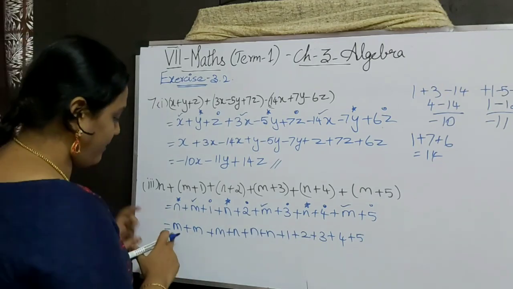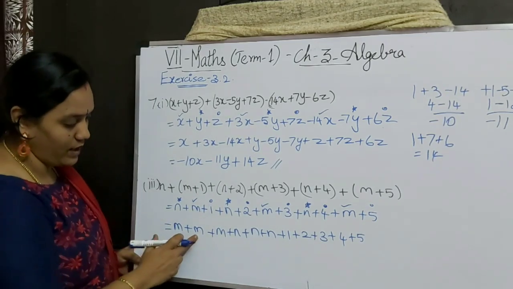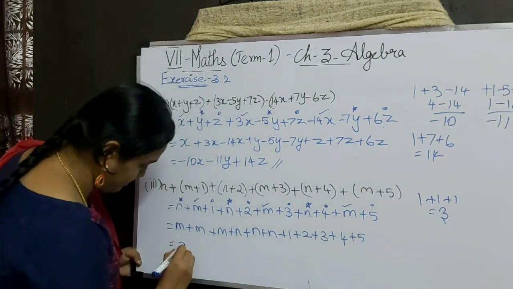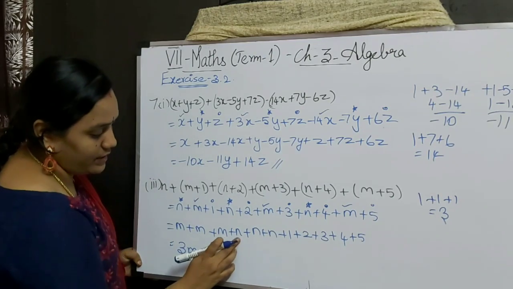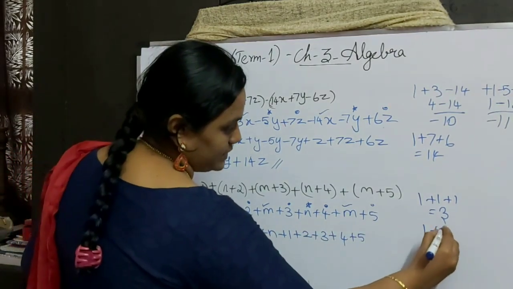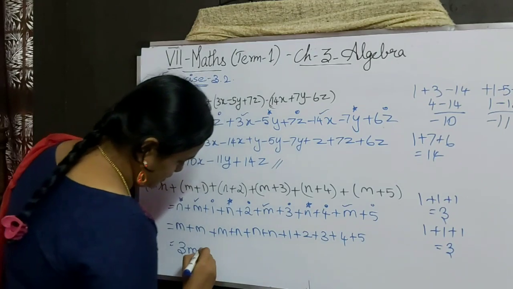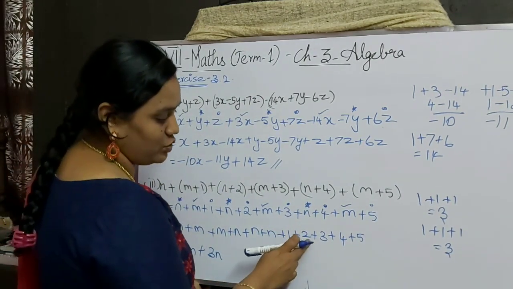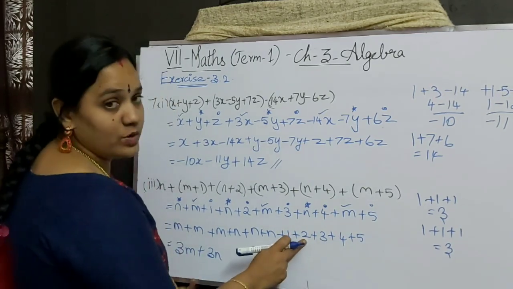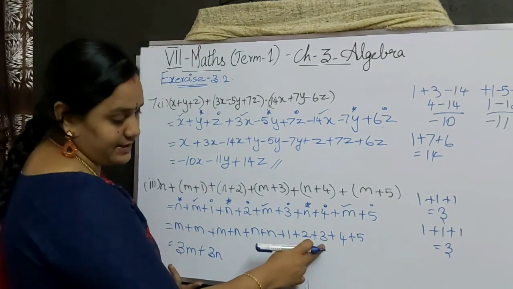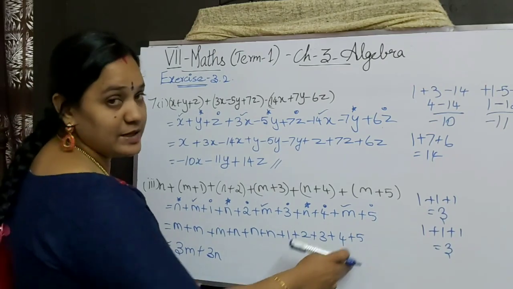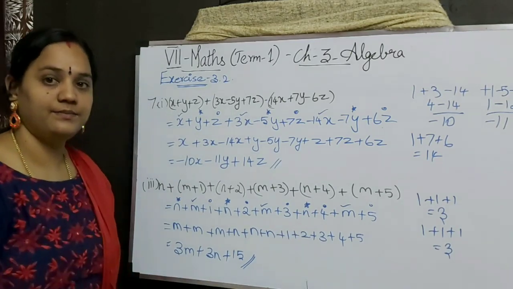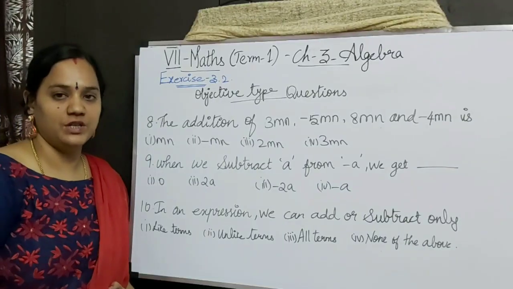Okay, now how many m? Coefficients of m are 1, 1, 1. So 1 plus 1 plus 1, that is 3. So 3m. For n, 1 plus 1 plus 1, that is also 3. So 3n. Finally, we have constant 1 plus 2 plus 3 plus 4 plus 5. 1 plus 2 is 3, 3 plus 3, 6, 6 plus 4, 10, 10 plus 5, 15. So 15. This is your answer.